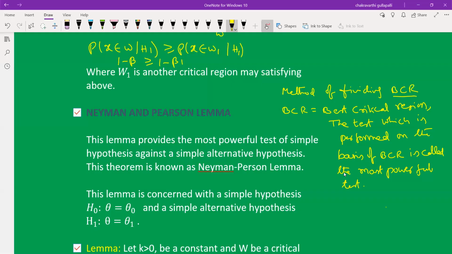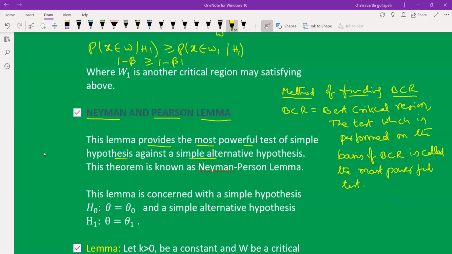How to find the BCR? The method of finding BCR is very important. For a simple hypothesis against a simple alternative hypothesis, the BCR of size alpha is found using the Neyman-Pearson lemma. Using this lemma, we can find out the BCR. This lemma provides the most powerful test of a simple hypothesis against a simple alternative hypothesis.